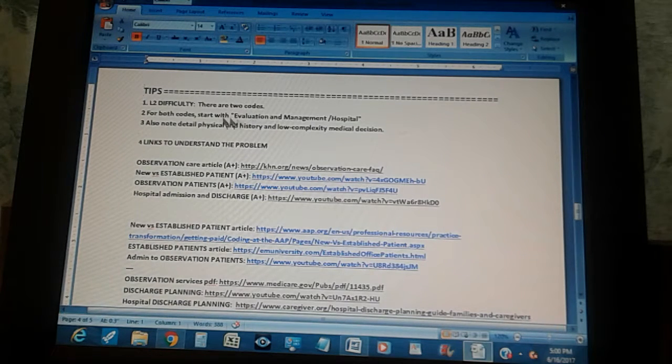Second tip is for both codes, start with evaluation and management, hospital. Now the tip number 3. Also note detailed, physical, and history, and low complexity medical decision. We're just reviewing the keywords, right? That low complexity is another keyword.